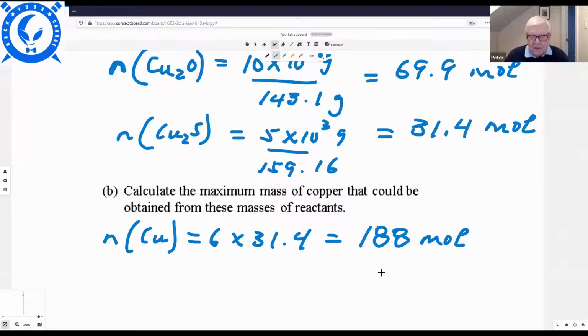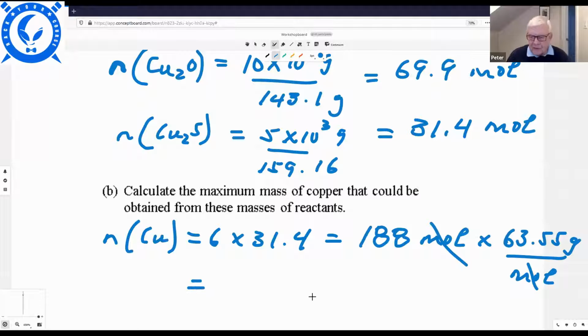So then they want the maximum mass of this. So therefore, you have to convert this now. This is the molar result of the final calculation. You have to convert it to grams. So therefore, you want to multiply this by the atomic weight of copper, which is 63.55 grams per mole. So you do the conversion, so the mole units cancel, and the final answer then is 188 times 63.55, which turns out to be 1977 grams.